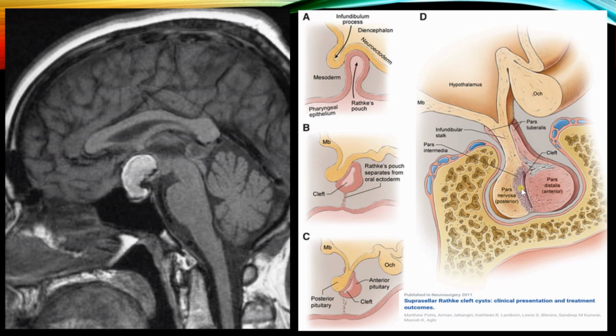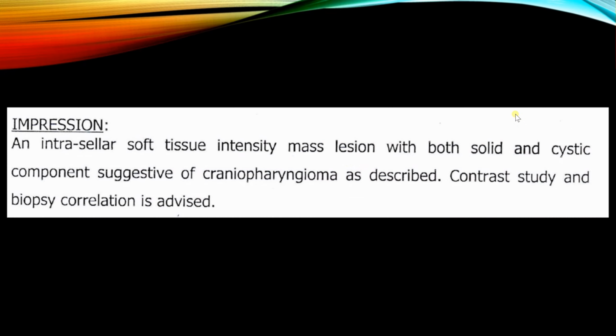And this is the cleft which is left by the Rathke's pouch where the cyst grows, and this forms as a solid or a cystic lesion, which compresses on the pituitary gland and then goes on to compress on the optic chiasm, which lies anteriorly over here. So the impression was an intrasellar soft tissue density mass with both solid and cystic components suggestive of a craniopharyngioma as described, and a contrast study and biopsy correlation was advised.